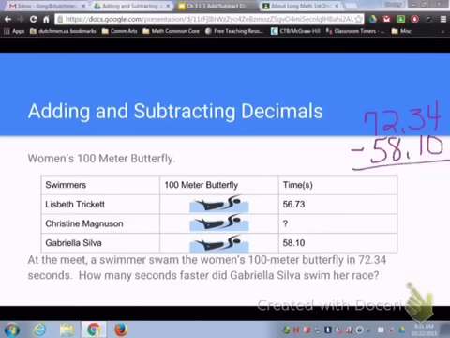And then we could subtract, starting from the right and working our way left. 4 minus 0 is 4. 3 minus 1 is 2. Can't do 2 minus 8, so we have to borrow. The 7 becomes a 6, and the 2 becomes a 12. 12 minus 8 now is 4, and 6 minus 5 is 1. And then I bring my decimal straight down. So the answer is 14 and 24 hundredths seconds faster.